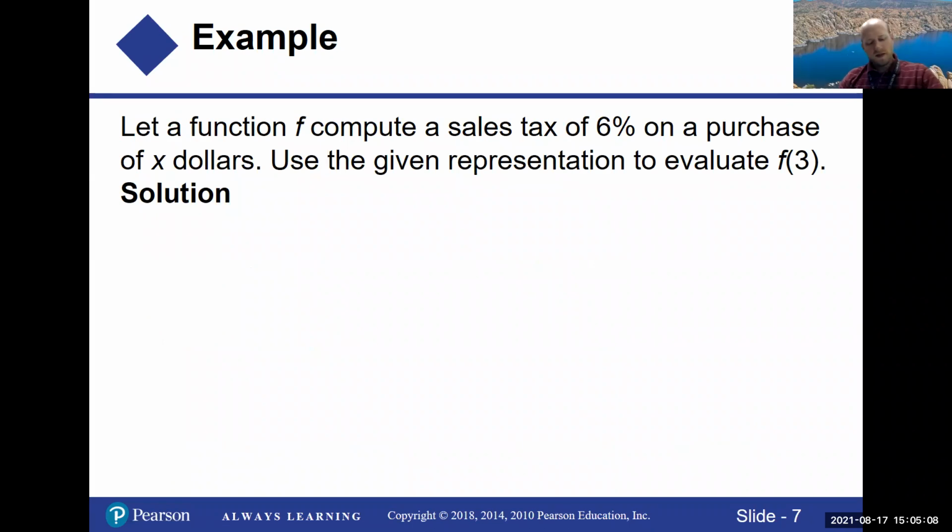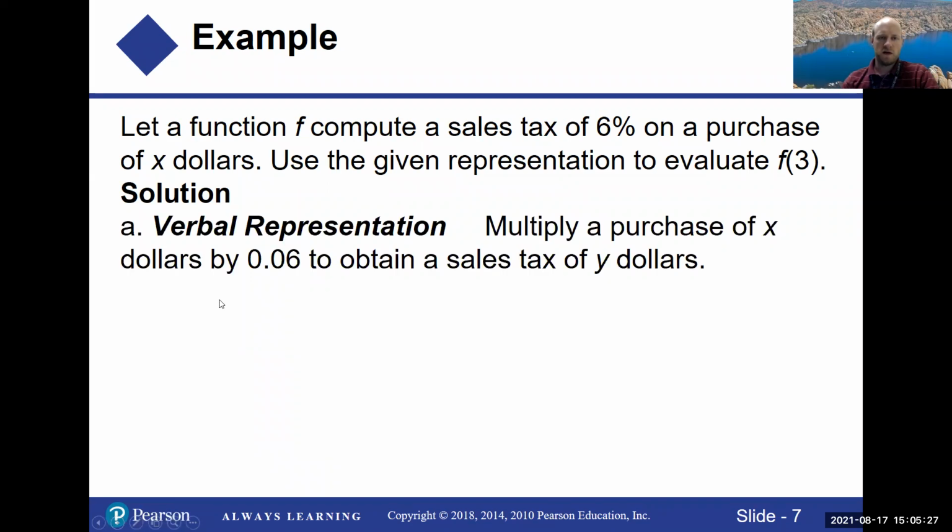So we're going to show some different representations of functions here. Remember, I talked about there's 5 different representations. Let a function f compute a sales tax of 6% on a purchase of x dollars. Use the given representation to evaluate f of 3. So a verbal representation of that could be: if you multiply a purchase of x dollars by 0.06 to obtain a sales tax of y dollars. That's basically what happens. Okay, so we're trying to figure out the output. We're trying to figure out the sales tax. Okay, and we have an input, right, of whatever you purchase the item for.